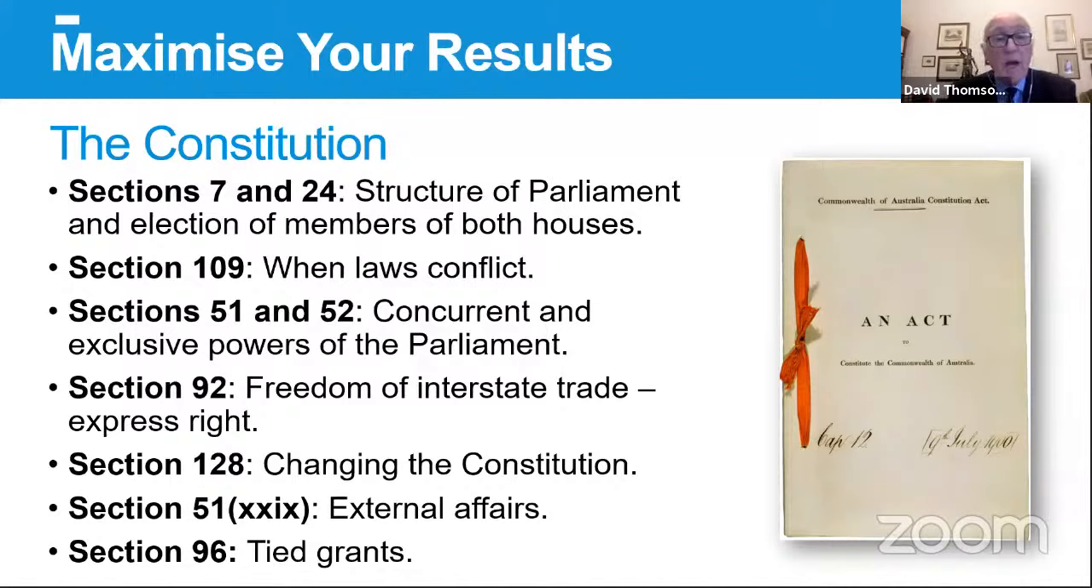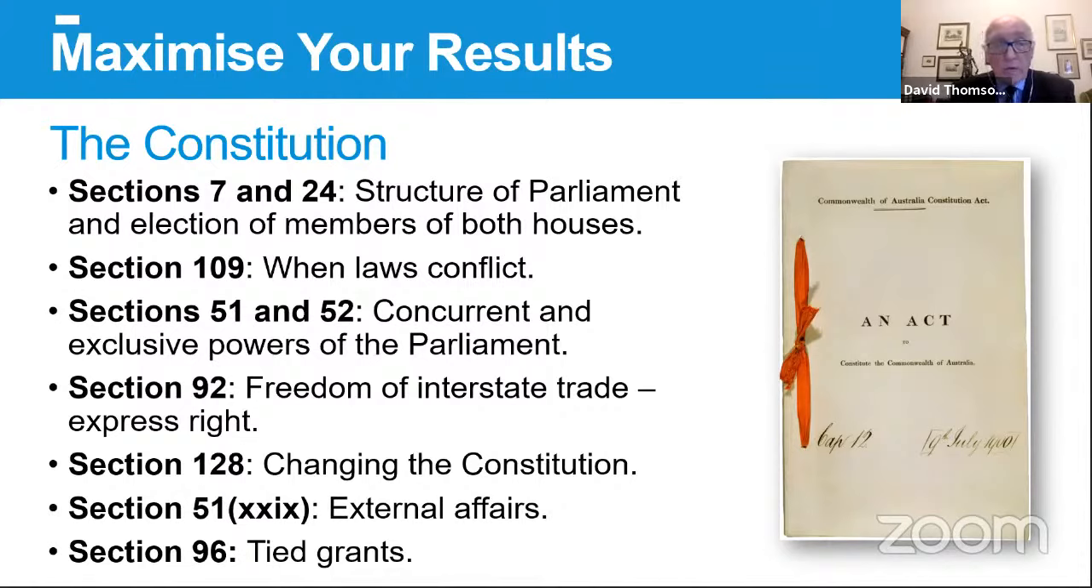Section 51(29), that's what those XXIX means, 29. That deals with external affairs. The case to look at there, which is also in the documents, is Koowarta and Bjelke-Petersen. It looks at the way in which the external affairs power can make use of external treaties. We entered into a treaty with the United Nations, a convention of the United Nations on eliminating all forms of racial discrimination. And in Koowarta and Bjelke-Petersen, it explains how that prevailed. And it prevailed over contrary state provisions.